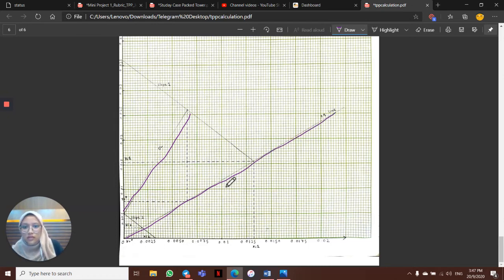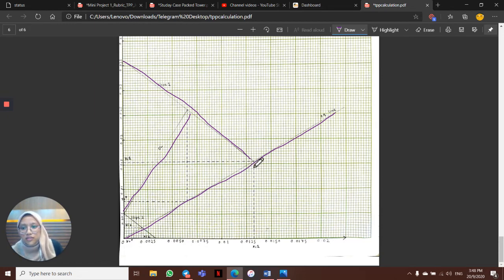So, this is your first slope for the first point. As you can see, there is an intersection between slope 1 and the equilibrium line here. From here you just need to drag the point to the x-axis and to the y-axis, and that's it. You will get your xi1 and yi1.